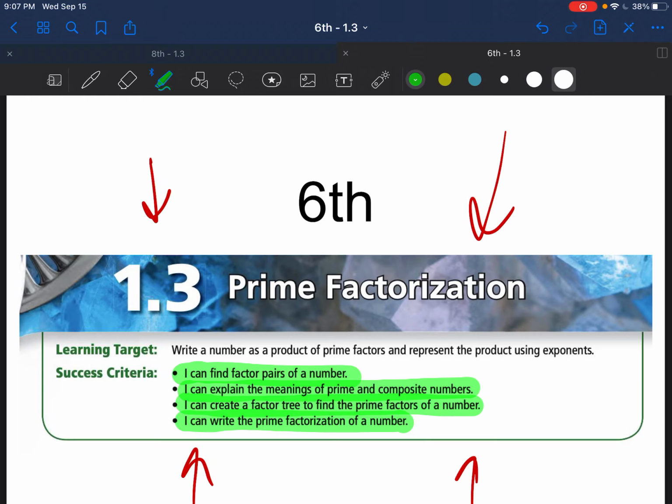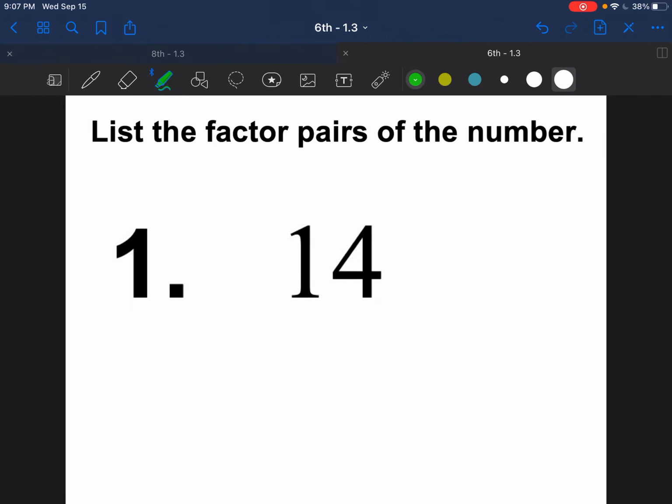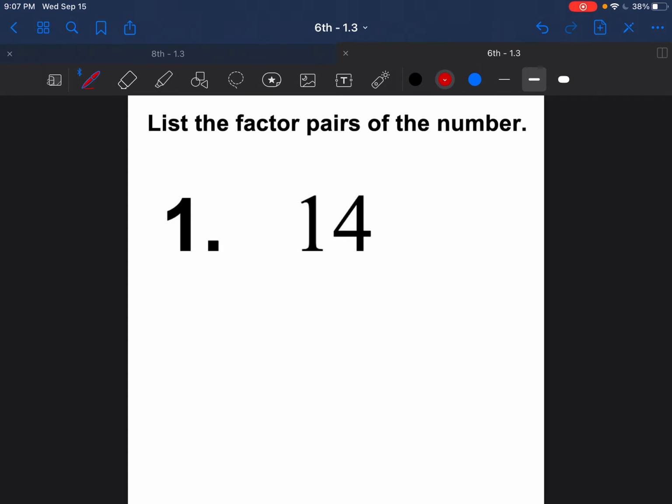Alright, let's see if we can do this together. So question number 1, it says list the factor pairs of a number. So to list factor pairs of a number, ladies and gentlemen, what we're going to do is draw some rainbows. So factor pairs are basically the numbers that can multiply to give me 14, all of them. So what numbers can I multiply that will give me 14?